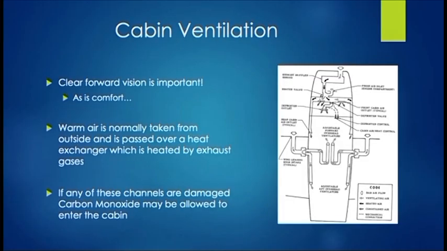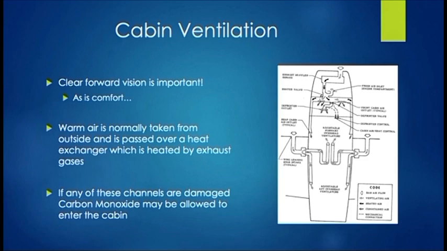So next we're going to look at cabin ventilation, so how the cockpit of the aircraft gets ventilated with warm and cooler air. For cooler air, there's normally a vent which just opens up to the outside where fresh airflow can flow into the cockpit. Warm air, however, is much harder to come by, and it's taken from around the engine, so there's a shroud around the exhaust, and that air is heated by the exhaust, which is then pumped into the cabin as hot air.